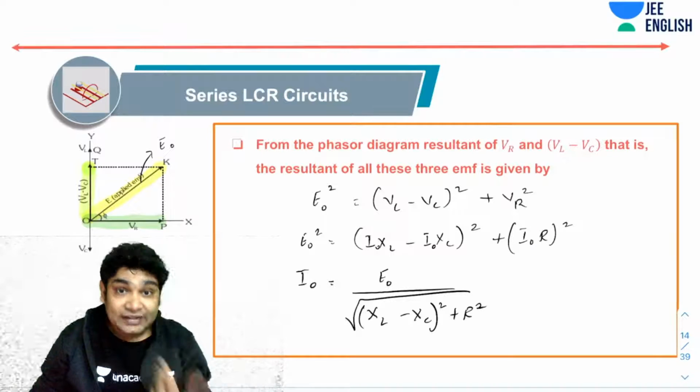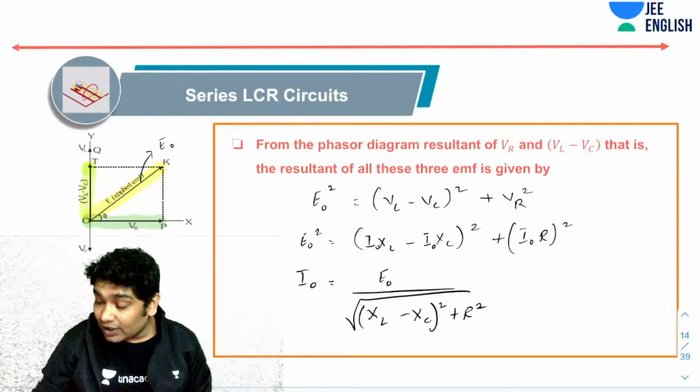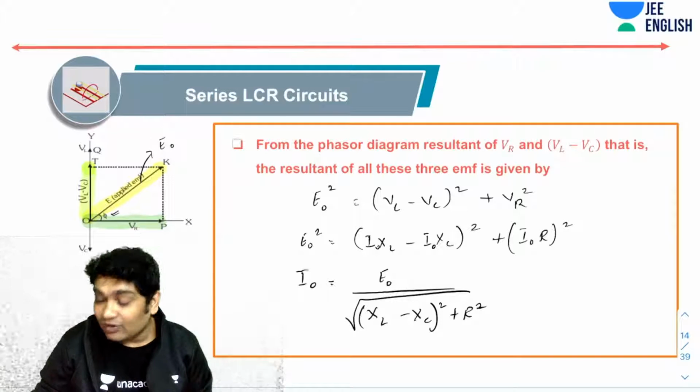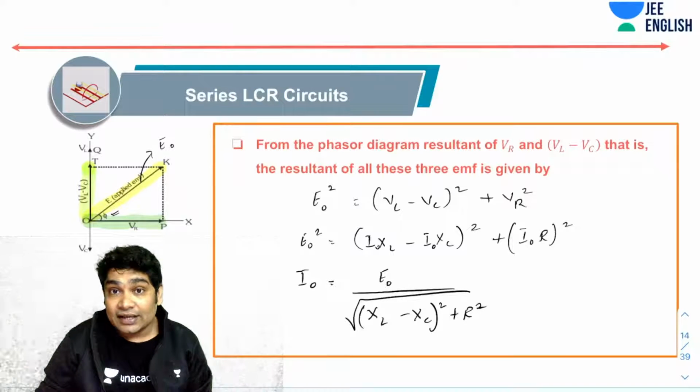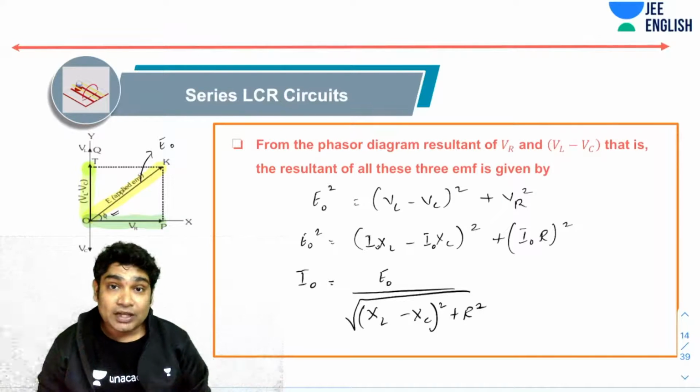Now, if you wanted to find the phase, you will realize that if I can find this angle phi, then my current in this case will lag the voltage by an angle phi.